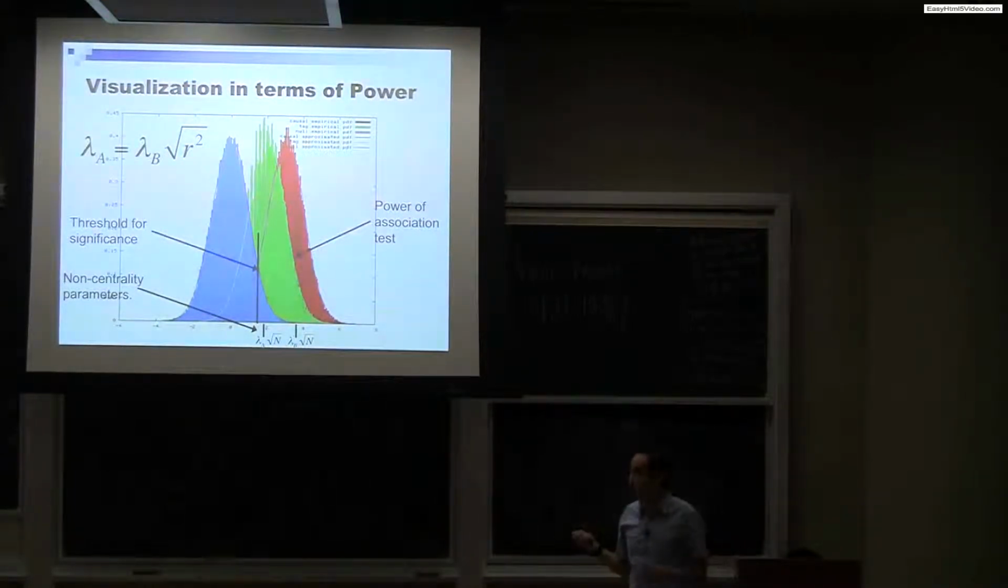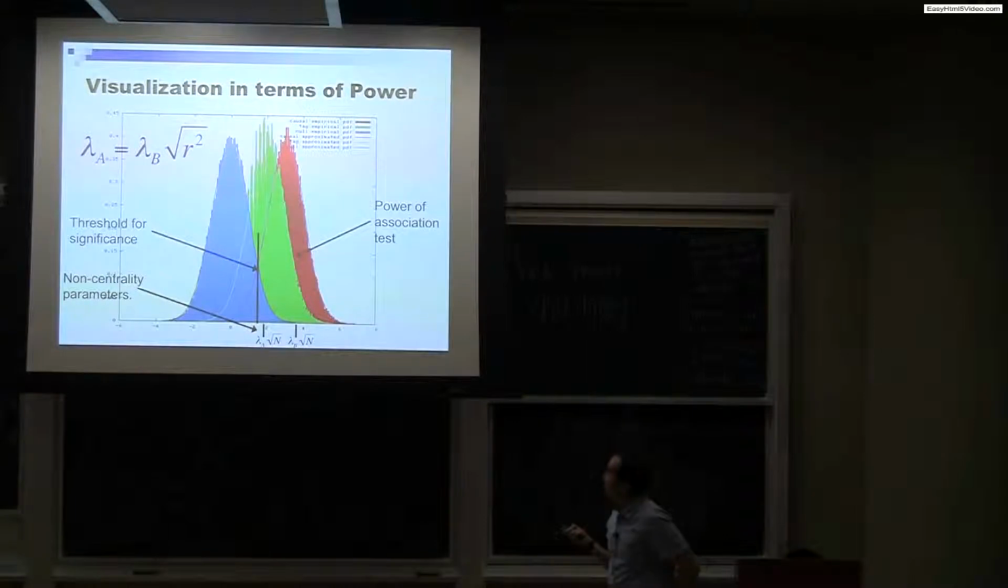So now think of it this way. What are all the different ways that affect the power? There are 3 things that affect the power here. There's lambda B, which is the strength of the variant. There's the square root of N, which is the number of individuals that we have. And then there's the correlation. So these are all interrelated, okay?